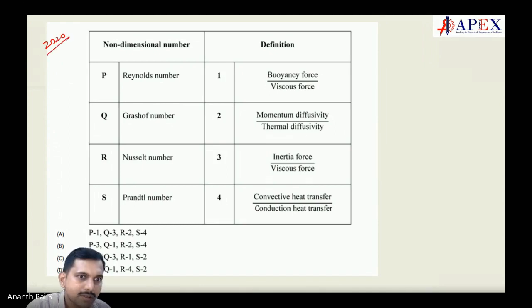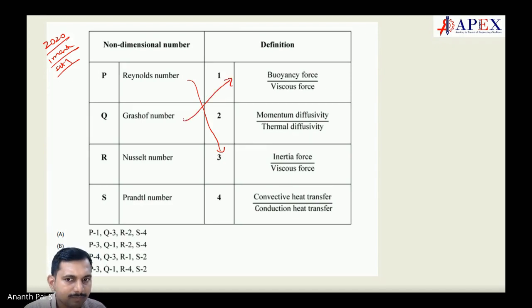2021, set 1. Reynolds number is inertia force by viscous force, correct? Grashof, Nusselt, and then Prandtl is momentum diffusivity. Okay, so now, as we have done this, it seems so easy, so silly, is it not?